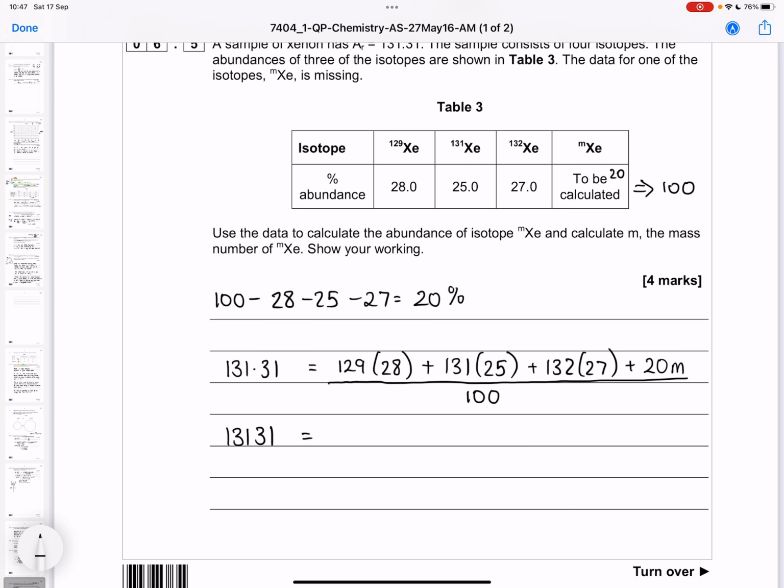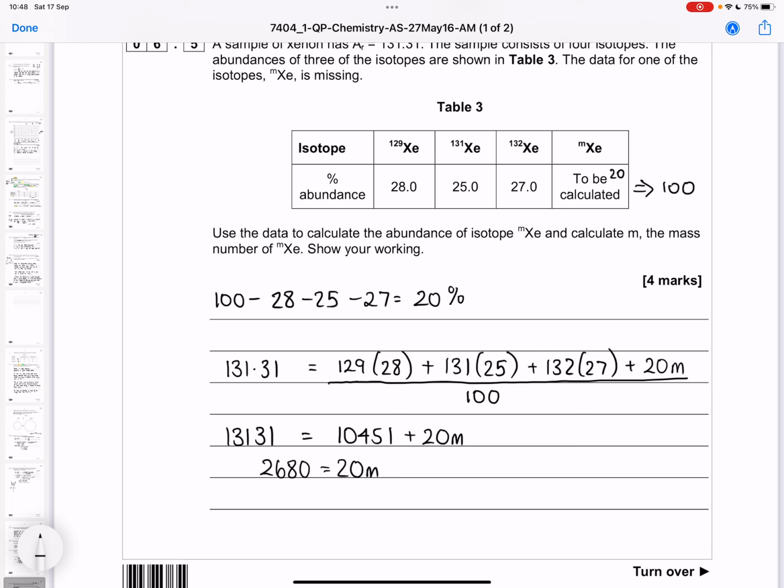I'm going to expand out these brackets and add up the three that I can add up. So I'm going to do 129 times 28 on my calculator, plus 131 times 25, plus 132 times 27. That's coming to 10,451 plus the 20M. So now I'm going to subtract 10,451 from 13131. So I'm getting 2680 equals 20M.